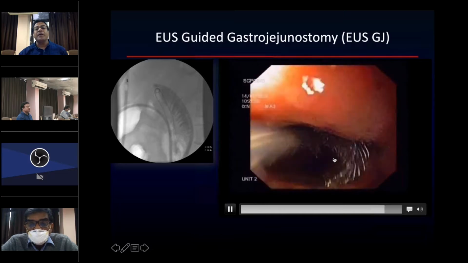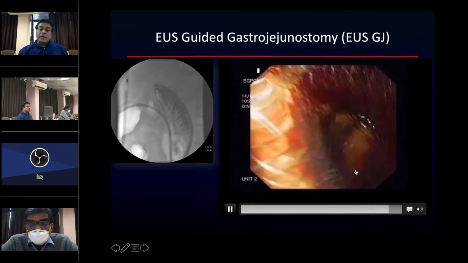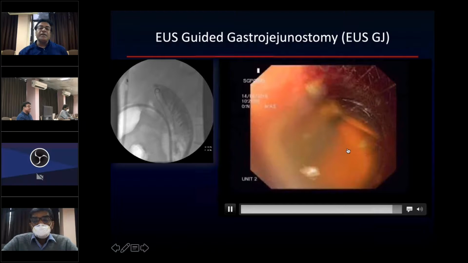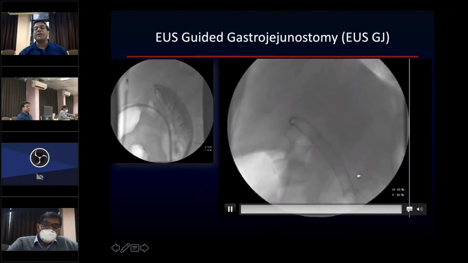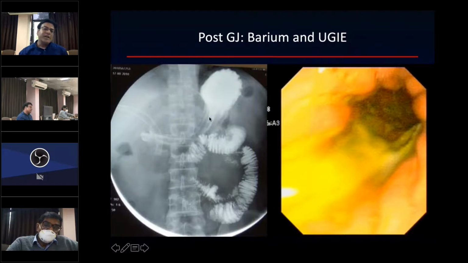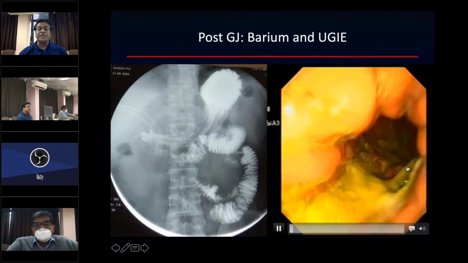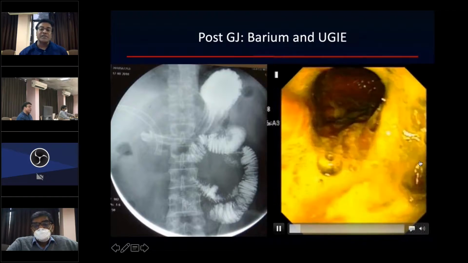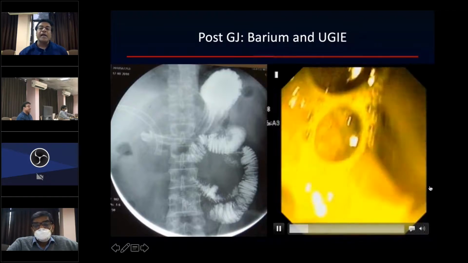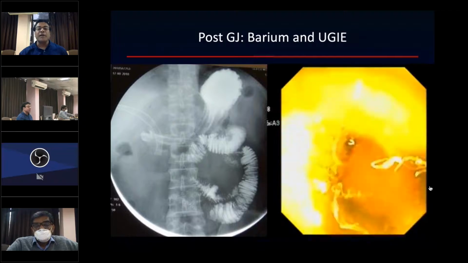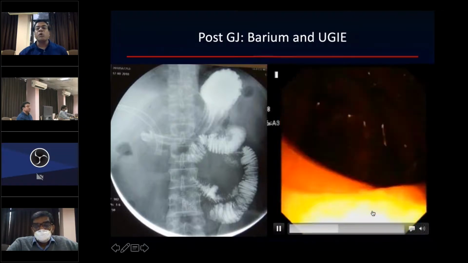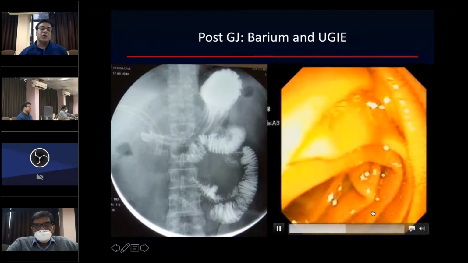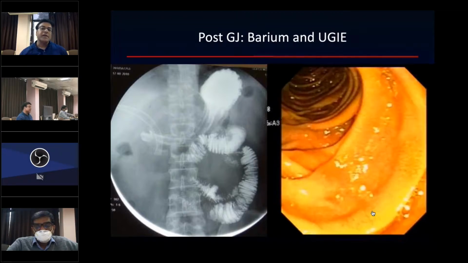So we opened it up, and we could see the tube, the nasojejunal tube that we have placed, and this is the small bowel that is being visualized. We did a barium study to confirm that it's functioning, and then we did an upper GI. You can see the stent lying in the posterior wall of the stomach. You enter into this, and you can traverse the whole of the small bowel easily with a scope. This was done after 4 to 5 days.